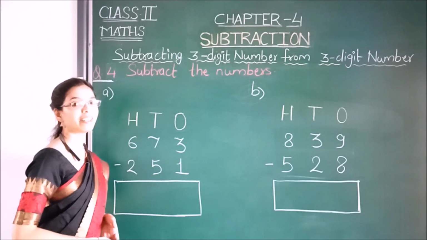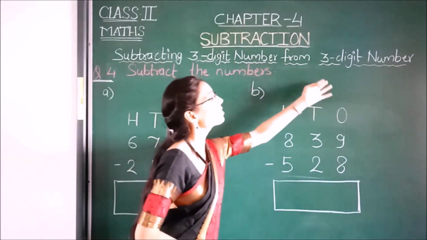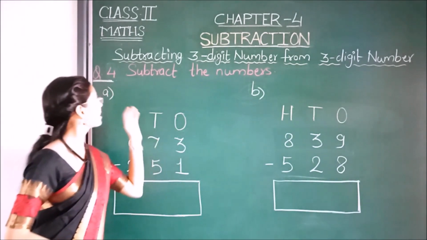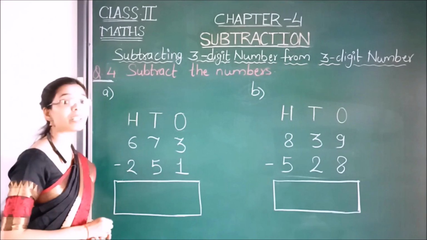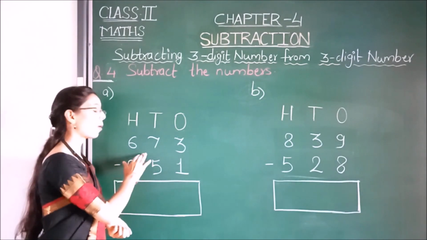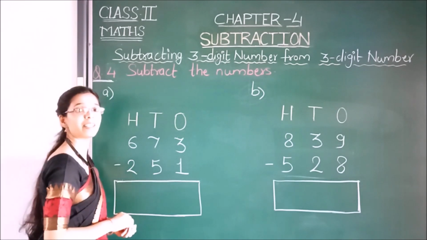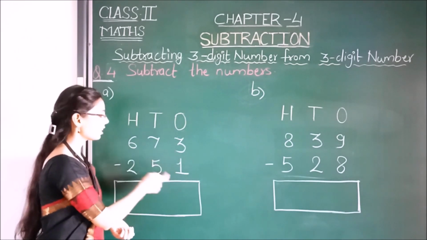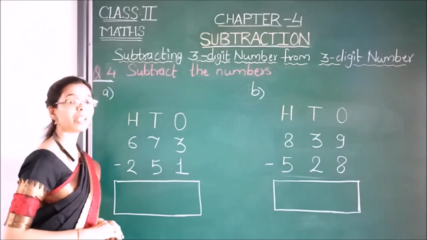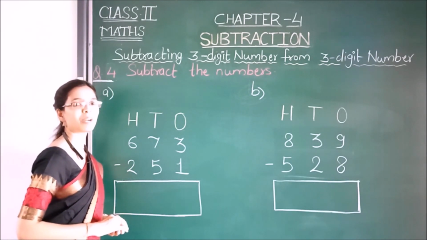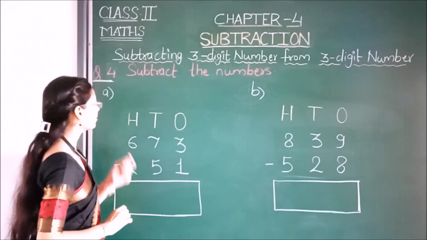Now children, our next topic, subtracting a 3-digit number from a 3-digit number. See question number 4, subtract the numbers. Here we will subtract a 3-digit number from a 3-digit number. You can see these are 3-digit numbers: 1, 2, 3. Here is also 1, 2, 3. So let's start. Now A.